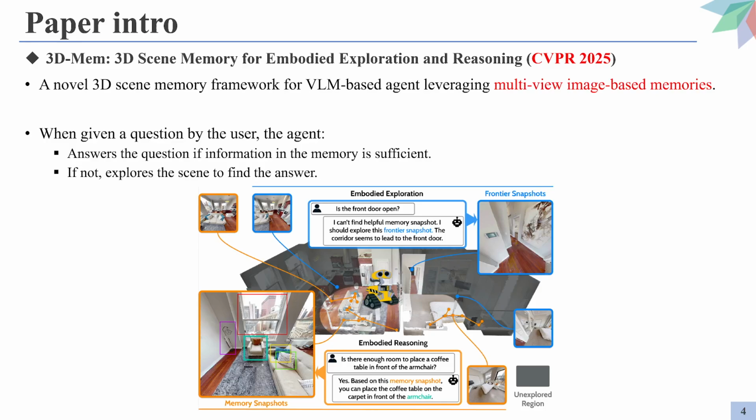Today's paper, 3D MEM, presents a novel 3D scene memory framework designed for vision language model-based agents. Instead of dense 3D representations and scene graphs, they leverage multi-view images to store the scene information. Built on this framework, the authors implement an embodied exploration and reasoning task. When presented with a question, the agent first consults its memory. If the stored information is sufficient, it answers the question. Otherwise, it further explores the scene to acquire the necessary data.